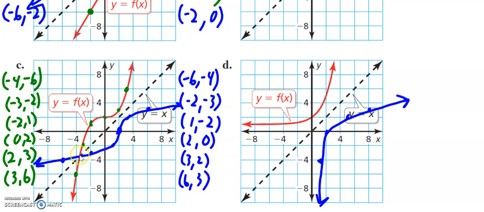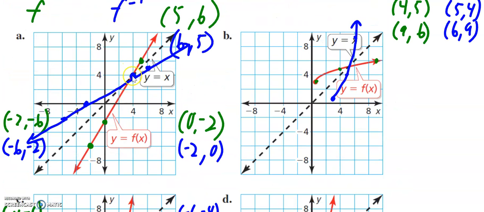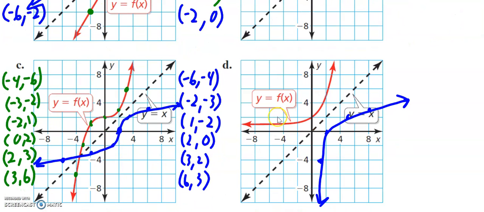So we see that intersection here. We see that was one of our points here. And then I didn't label it, but that was here as well. And then for D, the original function never crossed the line y equals x, so the inverse will never cross as well.